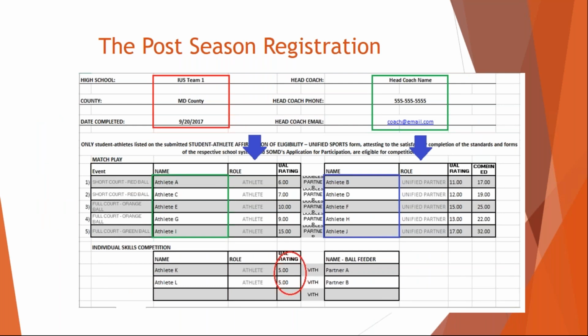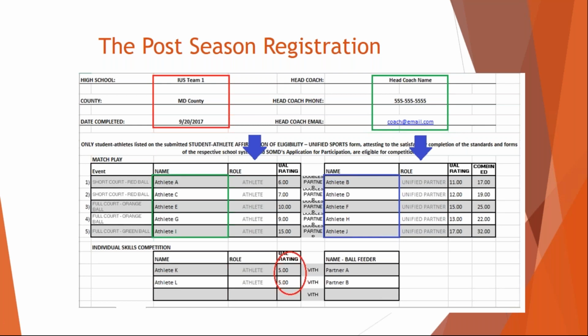Coaches, at the top, please completely fill out each category. If you are submitting more than one roster for your school, please label the team Team 1 or Team 2, or in rare cases, Team 3. Make sure we have your complete head coach name, the complete county name, your phone number, the date you completed, and your email. You'd be surprised how many people actually leave one of these blank.